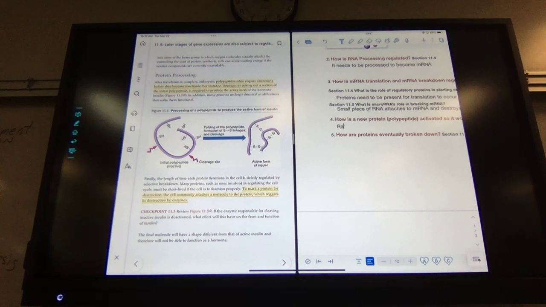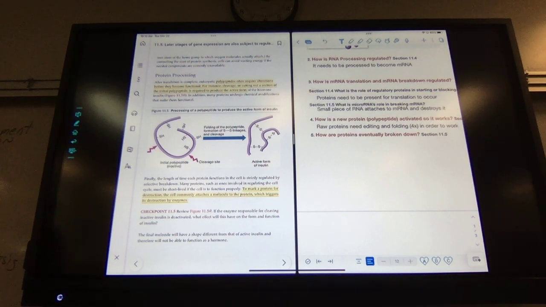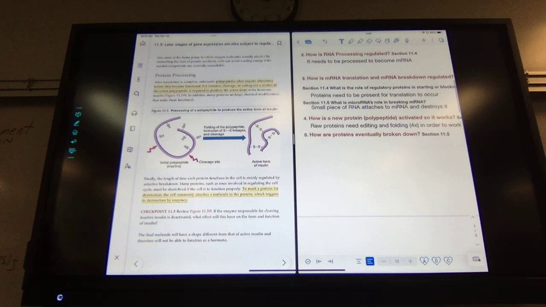I'm going to write: raw proteins need editing and folding, maybe 4 times, in order to work. So if your protein is not going to be finished, you may have made it, but if you don't polish it up, it's not going to work.